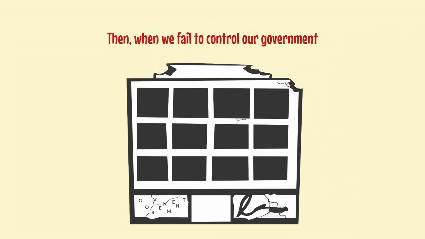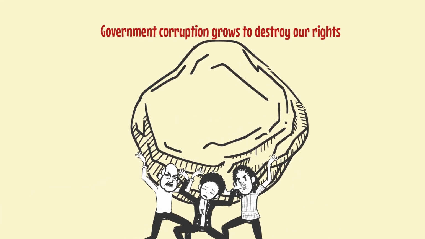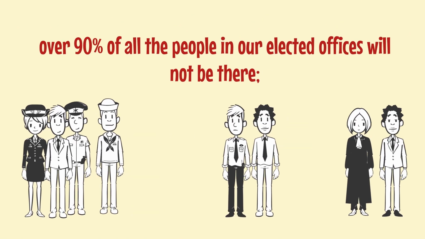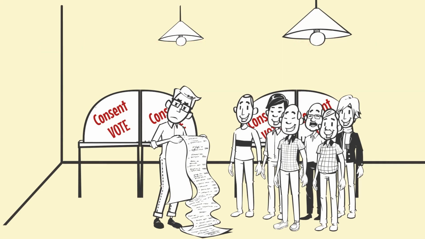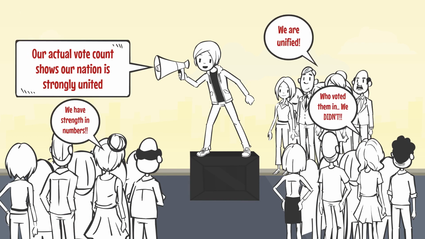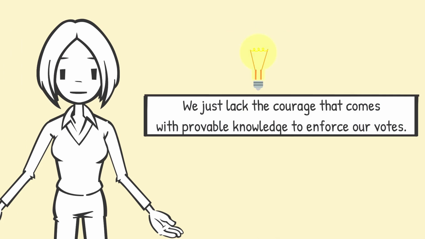Then, when we fail to control our government, corruption grows to destroy our rights and our lives, as well as our neighbors' lives. When we enforce proper vote counting, over 90% of all the people in our elected offices will not be there because they never received enough consenting votes to be sworn into office. Our actual vote count shows our nation is strongly unified. We just lack the courage that comes with provable knowledge to enforce our votes.